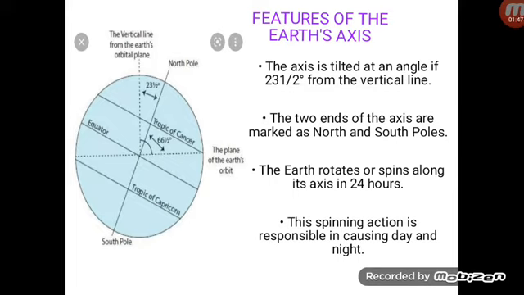Secondly, the two ends of the axis are marked as the North Pole and the South Pole respectively. Thirdly, the Earth rotates or spins along its axis in 24 hours. And fourthly, the spinning action is responsible for causing day and night on the Earth. So these are the various features of the Earth's axis.